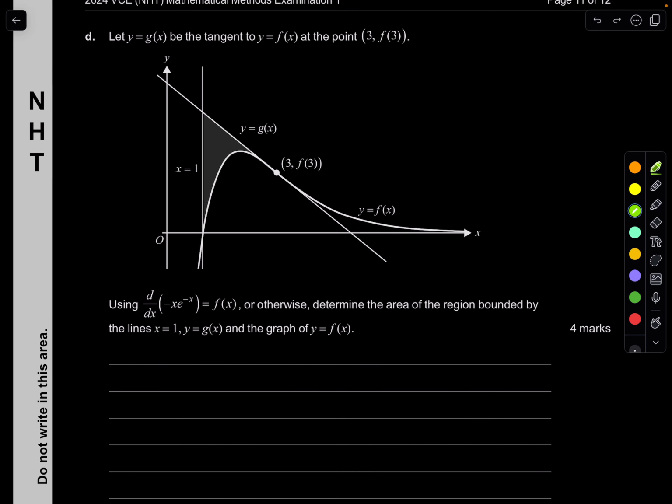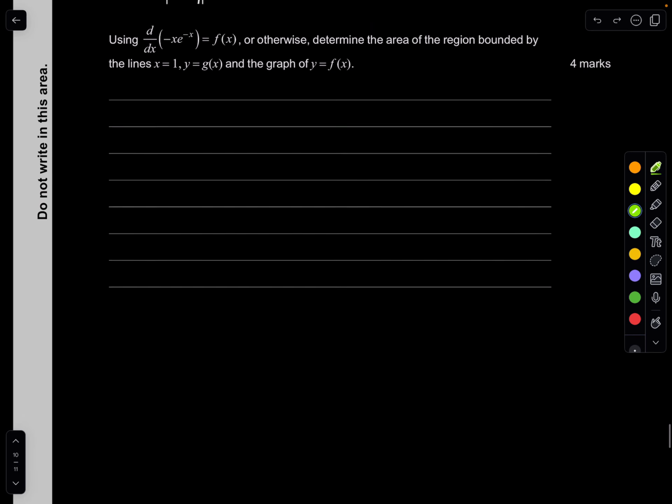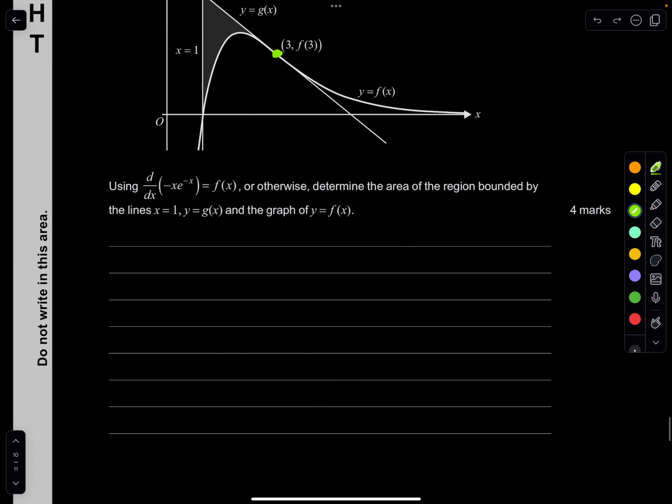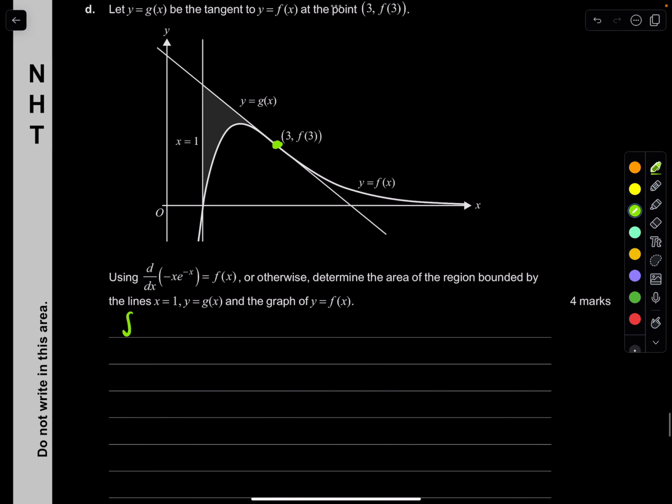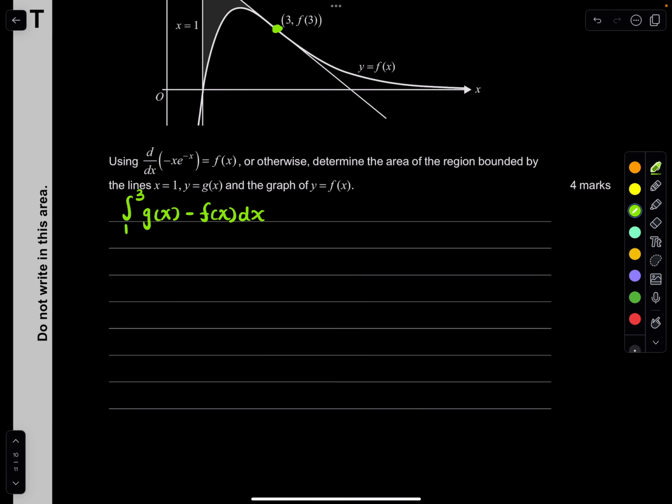So x equals 1 here, and only going from x equals 1 to 3, the top function is your g of x, which is the tangent at x equals 3, which we can easily find using calculus. And that g of x minus the bottom function, which is f of x, will give us this area. Very nice. Is that the last question? 4 marks, probably because of the algebra. There's going to be a lot of algebra. So let's write the integral. To get the area, it's going to be the integral from 1 to 3 of g of x minus f of x dx. Beautiful. So this is what we need to simplify.